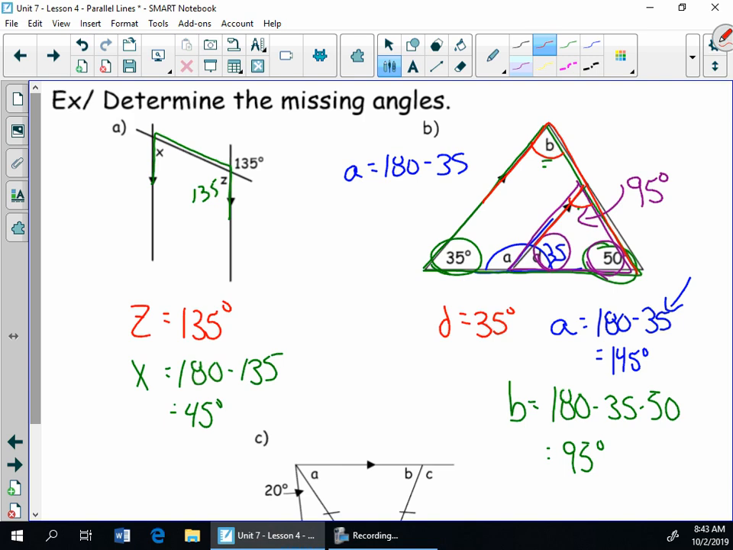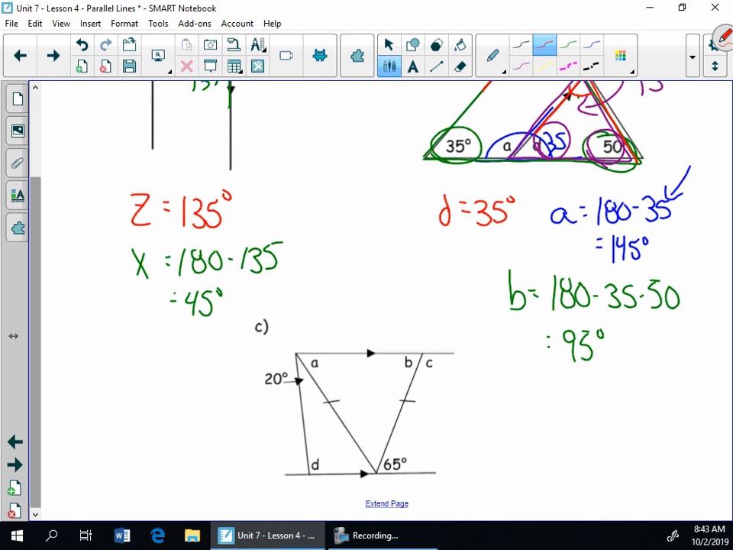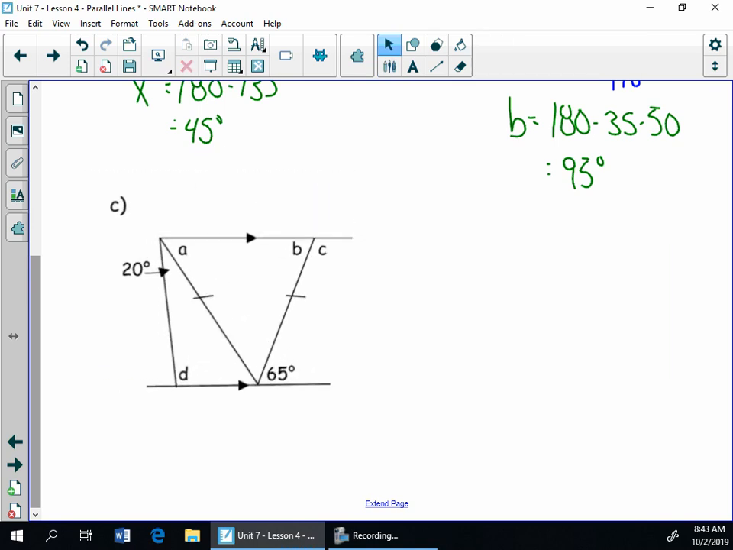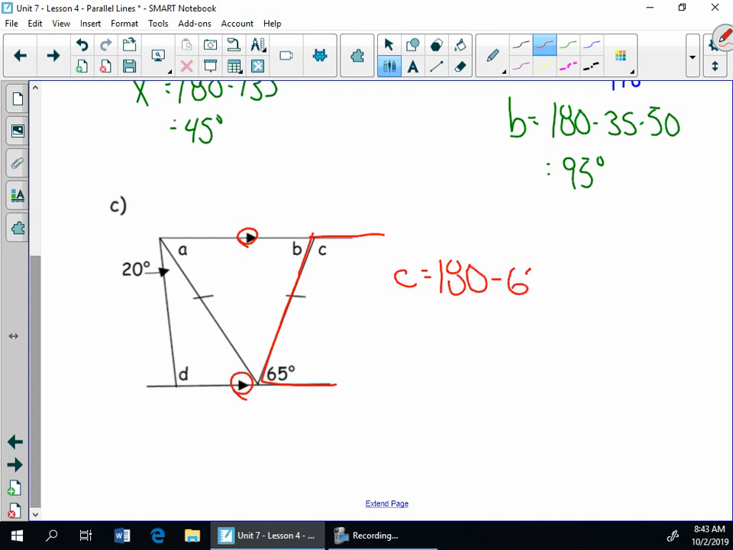What can you see? Let's try letter C down here. All kinds of fun parts and pieces in this one. What can we figure out? Do I know anything? I see some parallel lines. These arrows are my hints. So if I have arrows, I probably have F's, C's, and Z's. I see a C with the C. I can get C. How do I find out C? The C pattern says they add up to 180. So if I take 180 and subtract 65, I'm left with 115 for C.